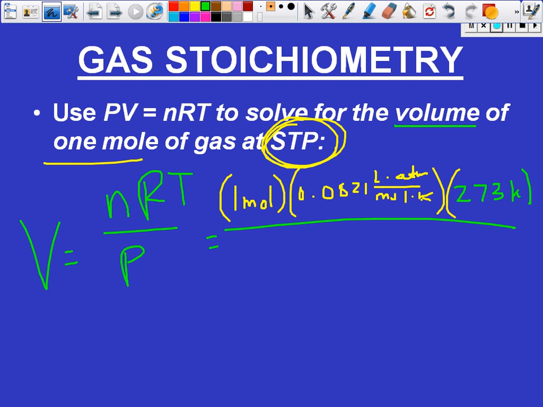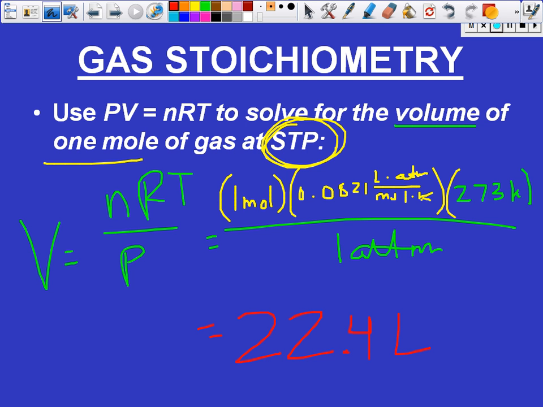And we know our pressure is going to be 1 atm. So the math here is real simple. It's just 273 times 0.0821. And here's the magical part. Hopefully you looked at this and said, wait a minute. The volume of a gas for 1 mole at STP, isn't that the constant we've always been talking about? Yes. The answer is 22.4 liters. So this is where that came from.